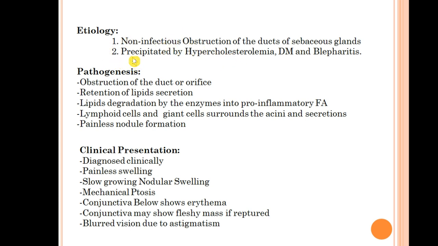And Chalazion is actually precipitated by hypercholesterolemia. So you have more excessive production of the sebum or the oily secretion in hypercholesterolemia, so that's why it is precipitated by that. And it is also precipitated by diabetes mellitus and blepharitis. Blepharitis is actually the diffuse inflammation of the eyelid, as you will see. Now this is etiology.